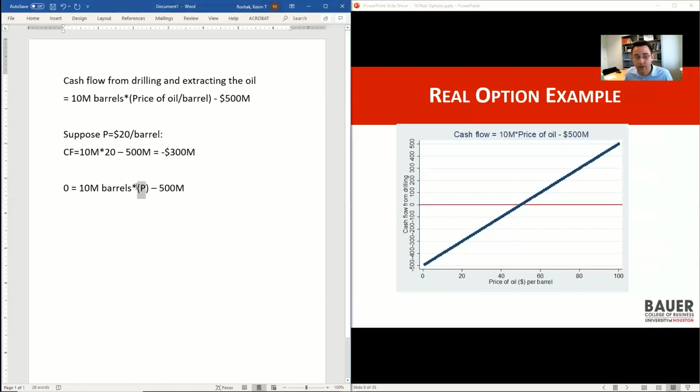We'll solve for P here, which is setting the cash flow to 0. So the P is going to equal, there we go, 500 divided by the 10 million barrels. $500 million cost of extraction divided by the 10 million barrels. So the break-even point should be about $50 per barrel. Okay, so that's pretty intuitive. And that's where we have this red line drawn in the figure. At $50 per barrel, we're crossing 0. And so if things are above $50, then you can make money from drilling and selling. If things are below $50, you would lose money.